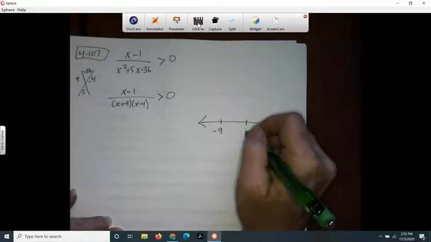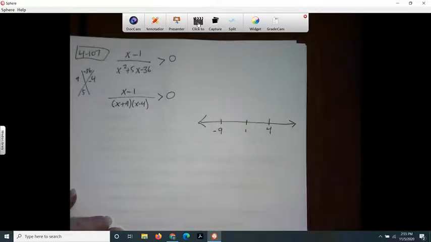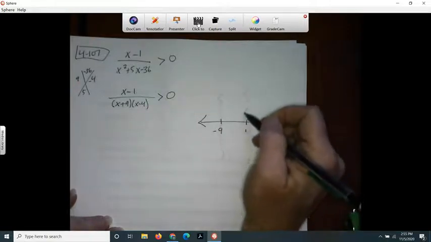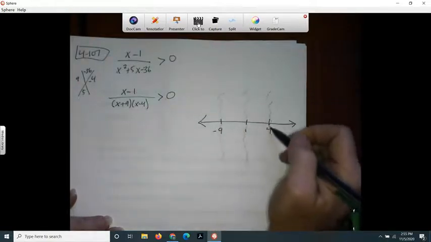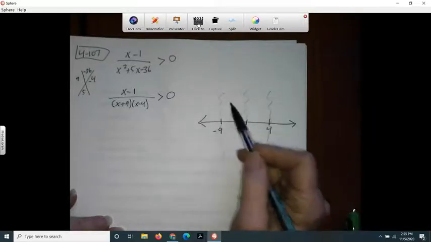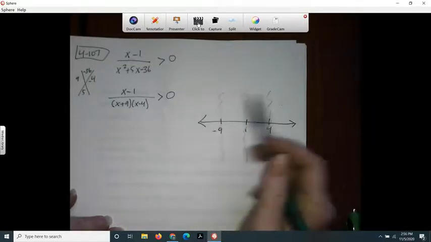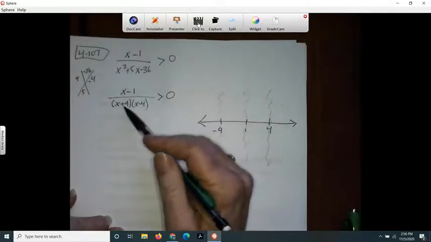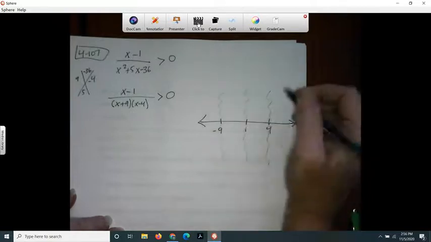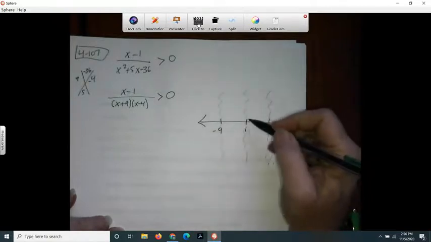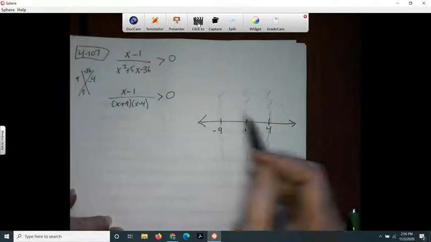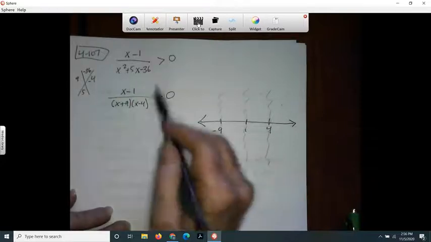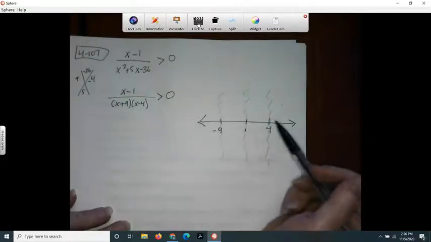So this splits it into 4 regions: 1, 2, 3, 4. There are 4 regions for me to test, because I know that this graph has some asymptotes right here, and then it crosses the axis at 1. So I'm just going to find out where this thing is positive. What intervals? Is it positive to the left of negative 9? I don't know. Let's check.